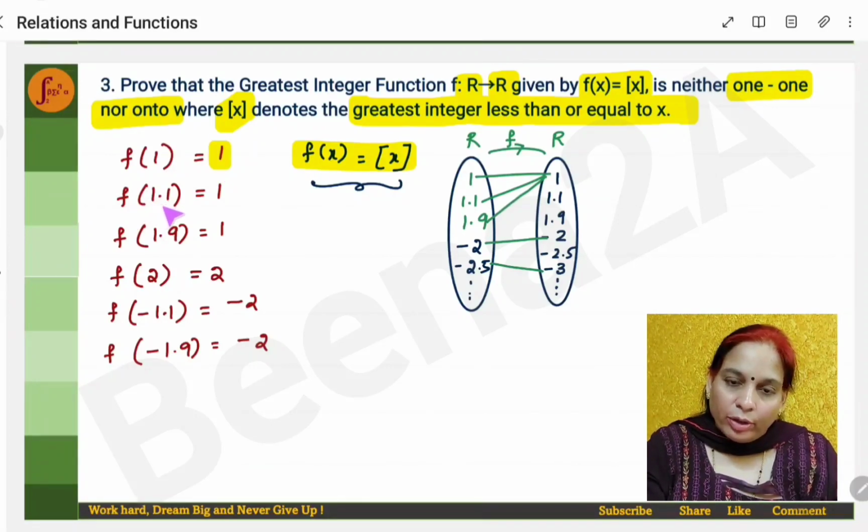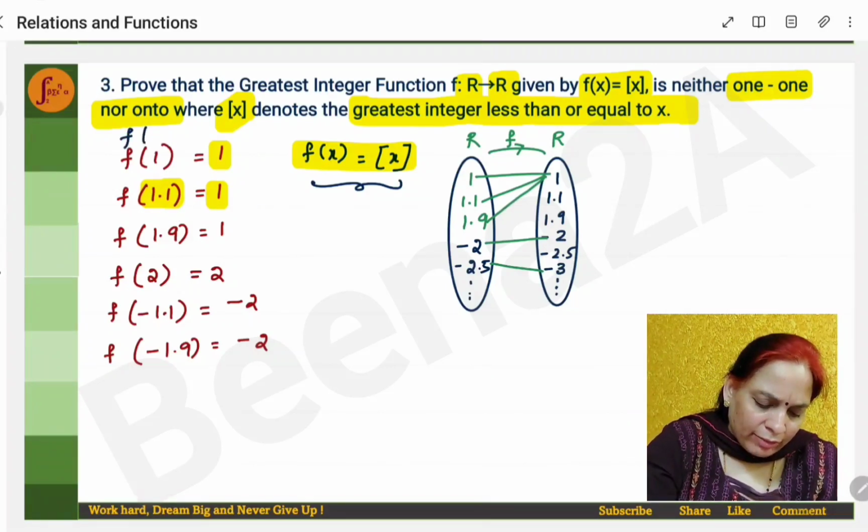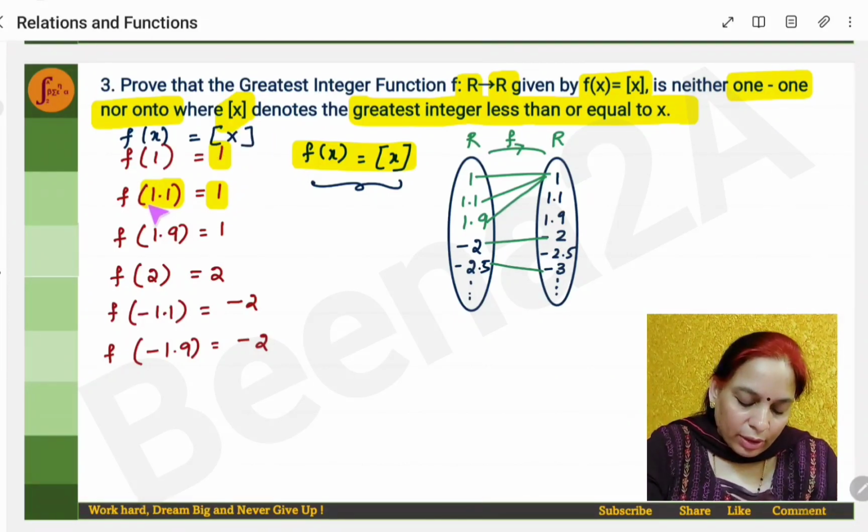If I take f of 1.1, then it will be 1. Greatest integer means you will have to take only the integer number. If you have numbers with decimal points, you still have to take the whole number, or the integer. So if it is 1.1, then the integer is 1. You should take the integer which is less than or equal to x. So if this is x, f of x is equal to the greatest integer function, right? If you have f of 1.1, then you should take a value less than x. The value less than 1.1 is 1.